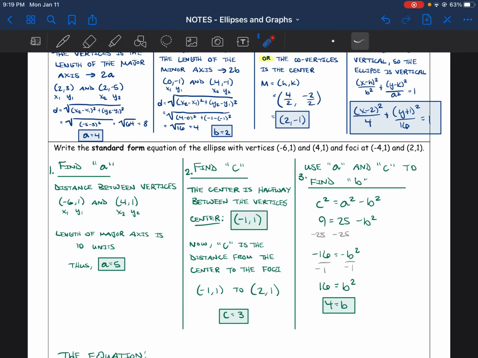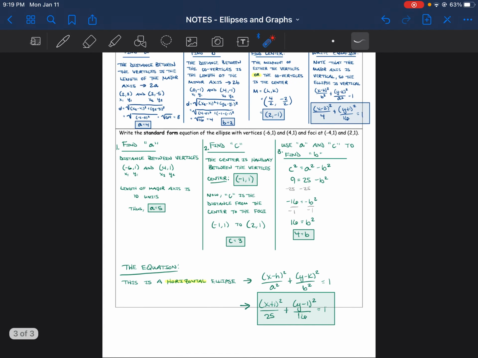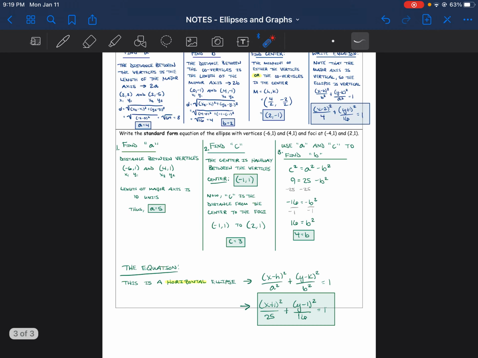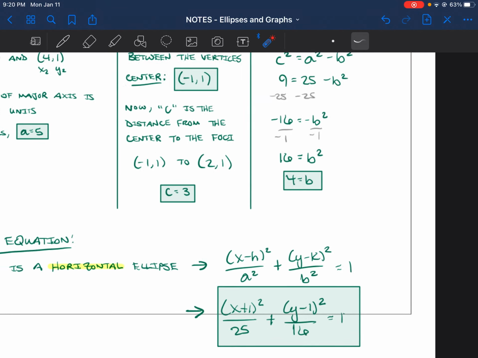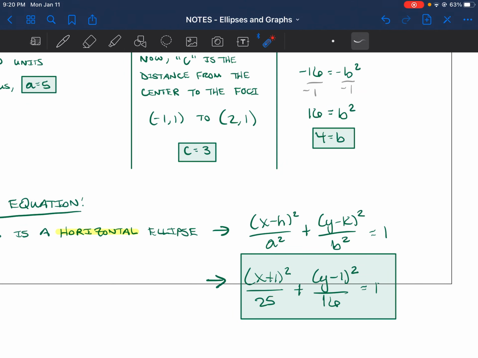Okay. So again, not too difficult of a problem. Just make sure that you're identifying what you have to do, in this case standard form, and we know that this is a horizontal ellipse, and once you've identified which equation to use, you know to find the center, A term, and B term.